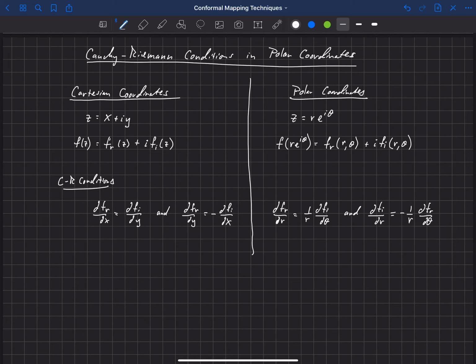Okay, so like I said, sometimes these problems are better handled in polar coordinates. When we're working in the complex plane, sometimes they're easier in Cartesian coordinates. And so being able to transfer it into polar coordinates and then looking at the Cauchy-Riemann conditions in polar coordinates instead of Cartesian can sometimes be a bit more simple.